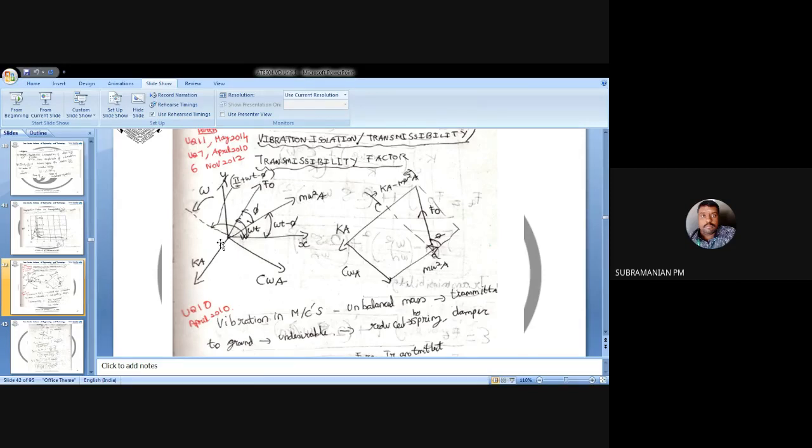You can see the downward direction. I'm having the spring force Ka and C omega A, that will be my damping force. Due to some unbalance and some external force, you can see it will be acting upwards. In order to counteract, I need my spring force and damping force. And you can see the system is rotating at a speed n, so in frequency I can say it is omega, the angular frequency.